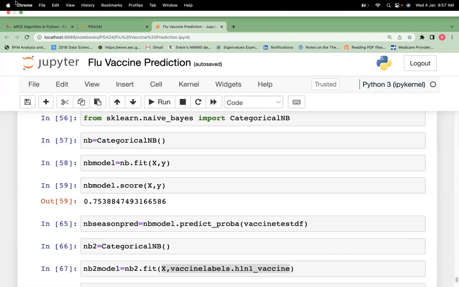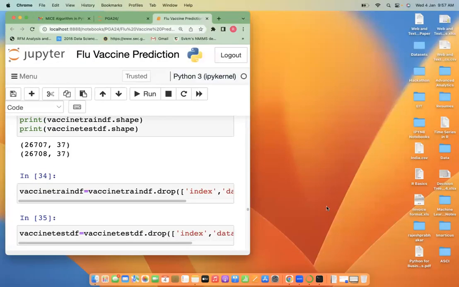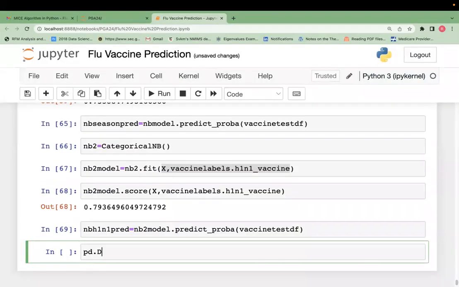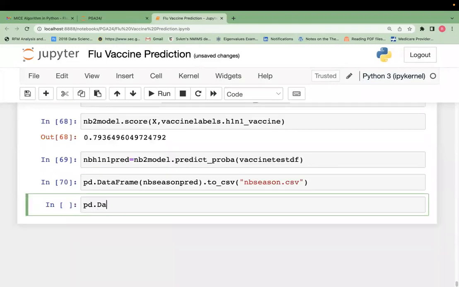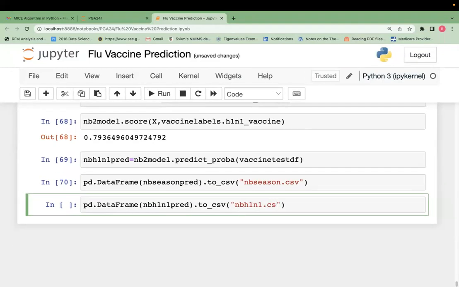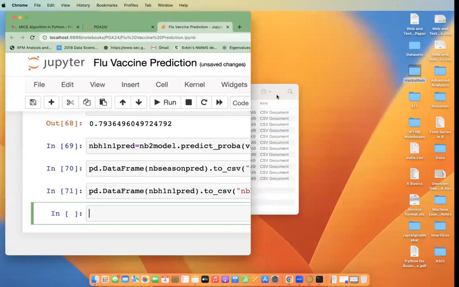So we have done the predictions. Let us see what our predictive probability will be if we submit onto the site. I didn't write them into a file, right? So we have to write them into a file. pd.DataFrame(NB_season_pred).to_csv('NB_season.csv'). pd.DataFrame(NB_H1N1_pred).to_csv('NB_H1N1.csv'). Okay, so we have written them into CSV files.